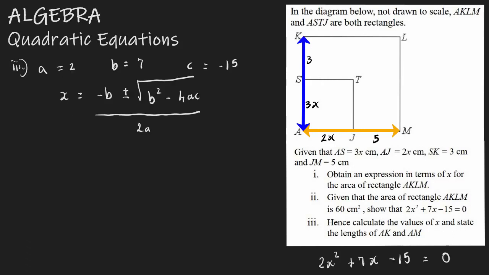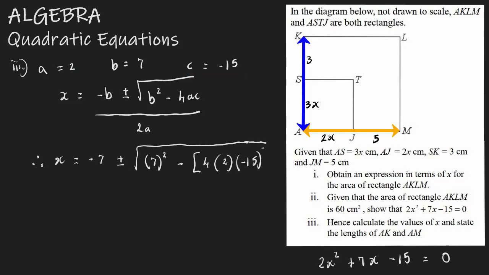So my next step is to substitute the values of my algebraic variables a, b, and c into my quadratic equation. Therefore, x is equal to negative b, which is 7, plus or minus the square root of b squared, which is 7 squared, minus, I will be using square brackets here because I'll be finding the product of 4ac, 4 times the value of a, which is 2, times the value of c, which is negative 15, close my square bracket, all over 2a, which is the value of 2.